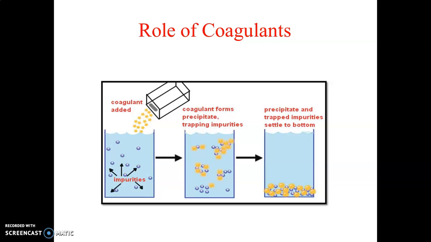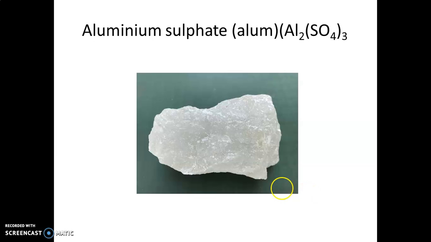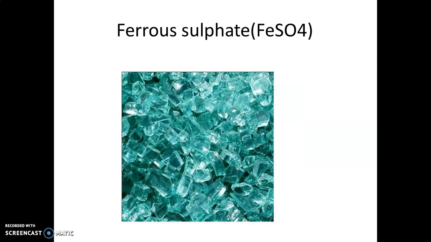I will show the figure of aluminum sulfate. So this is called aluminum sulfate. You can add this, or at home also we add this alum for purification of water, or you can add ferrous sulfate. So these are the crystals of ferrous sulfate.